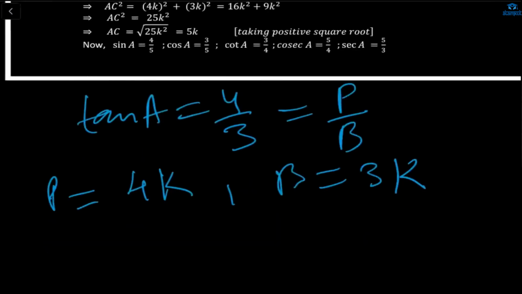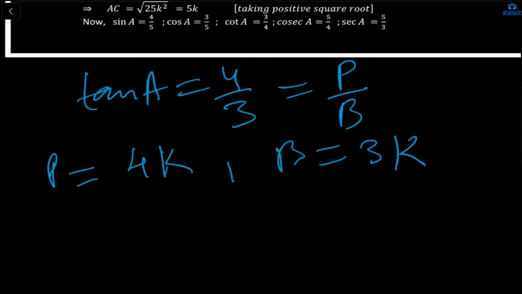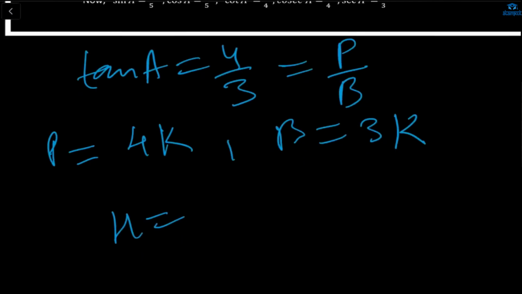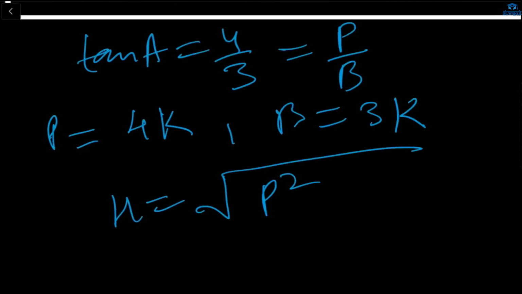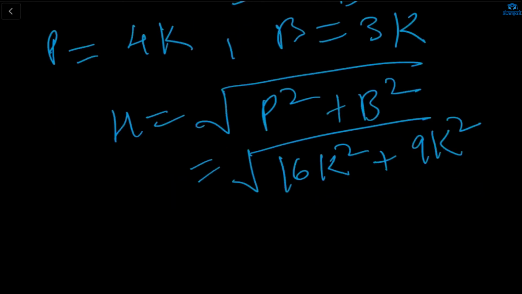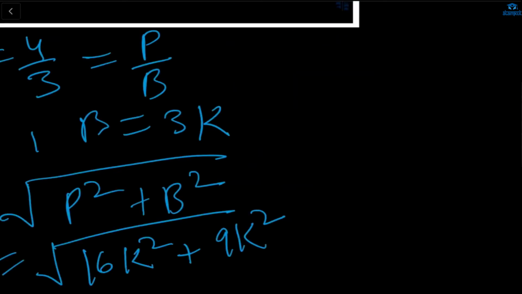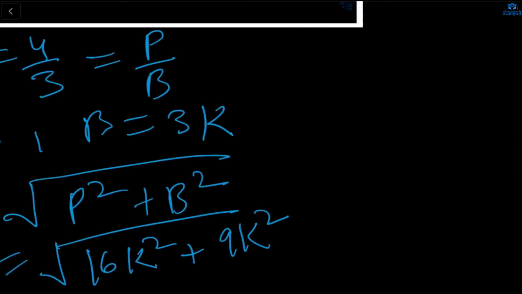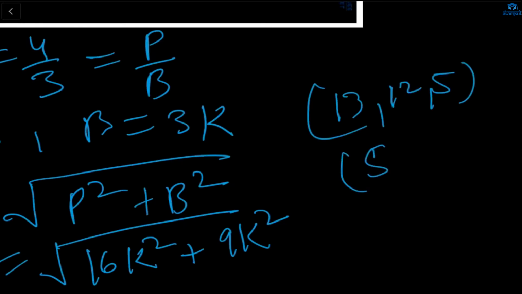Now if we know the perpendicular and base, then hypotenuse will be root of p square plus b square. So it will be root of 16k square plus 9k square. 16 plus 9 is 25, so it will be 5k. Okay, and some of the Pythagoras theorem triples you may remember. These are commonly used. Like just now you have seen 13, 12, and 5. This is one triple. This one is also a triple, 5, 4, 3.